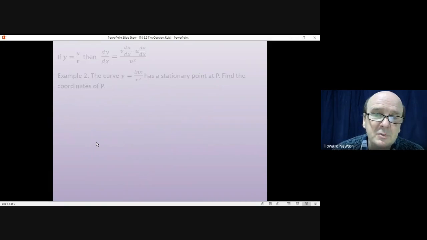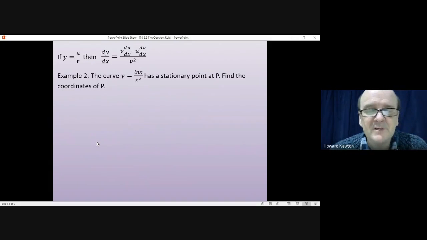Okay, example 2 is a little bit more tricky. First of all, it's tricky because the functions are slightly more confusing. And also we're asked to find the stationary point of this curve, y equals log x divided by x squared. The way you find a stationary point is by finding dy by dx and then saying, when does dy by dx equal 0? When does the gradient equal 0? So that'll give you an equation that you have to solve.